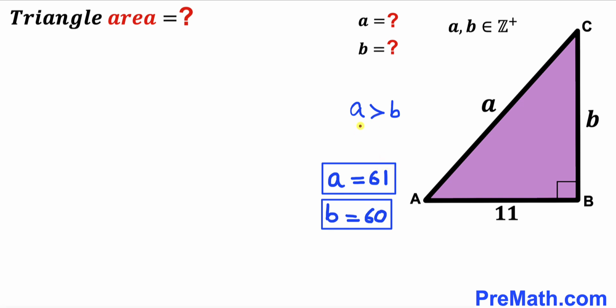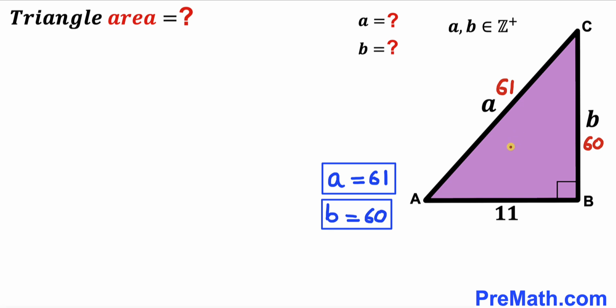And we can see indeed a is larger than b. Furthermore, both a and b are positive integers. So our a value turns out to be 61 units and our lowercase b value is 60 units as well.